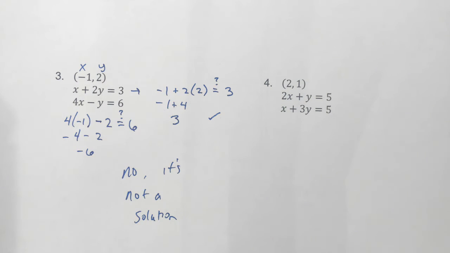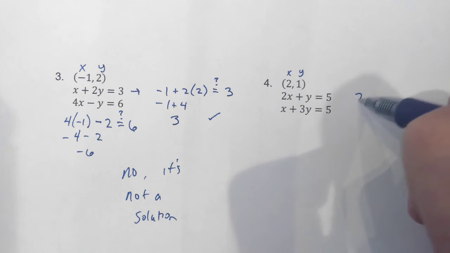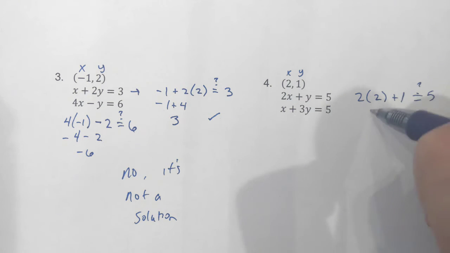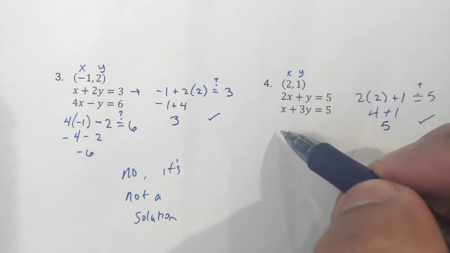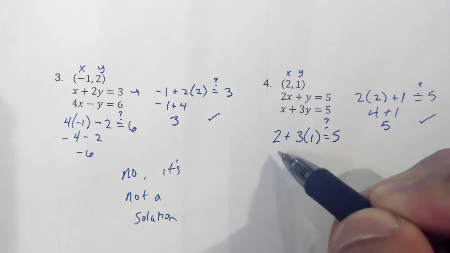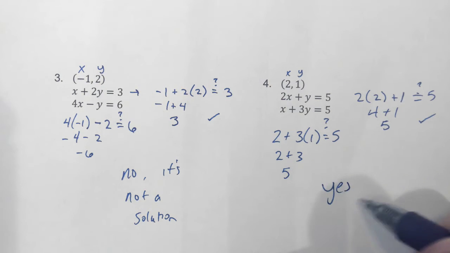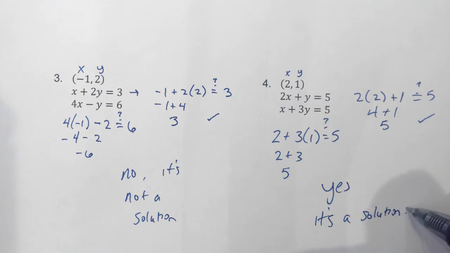Okay, last one, number 4 here. This is my x, this is my y. 2 times 2 plus 1. Does that equal 5? 4 plus 1 is 5, so yes. Second one: 2 plus 3 times 1. Does that equal 5? 2 plus 3 is 5. It works, so yes, it's a solution to the system. How exciting. All right.